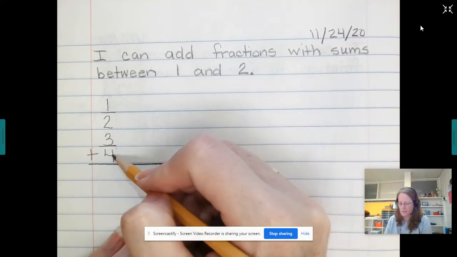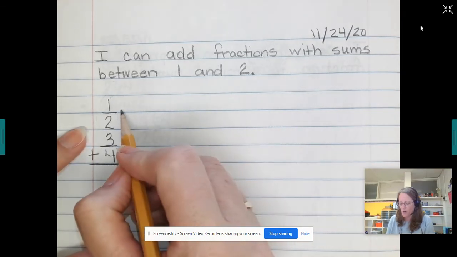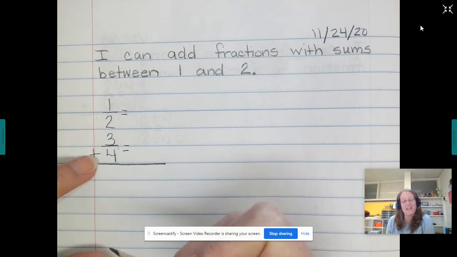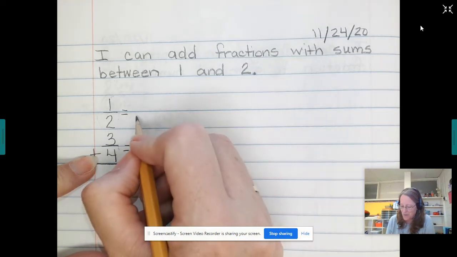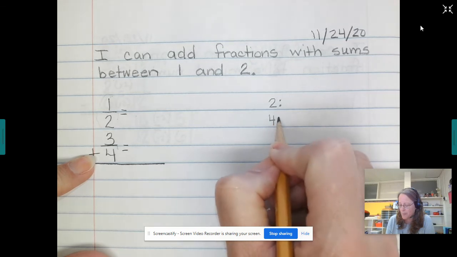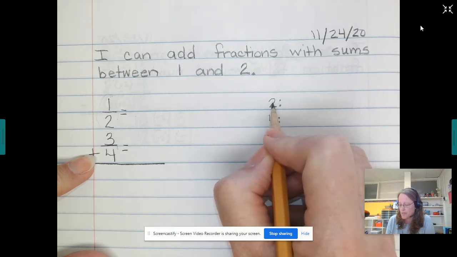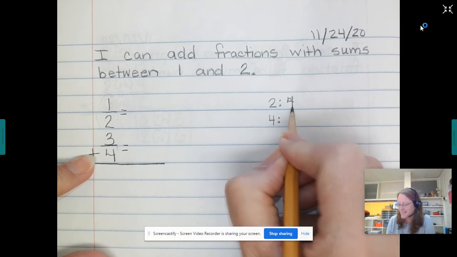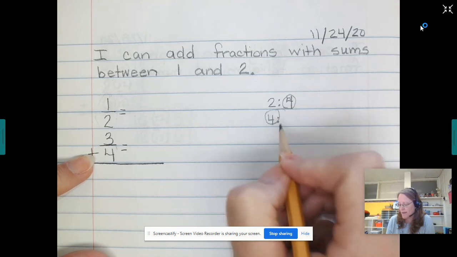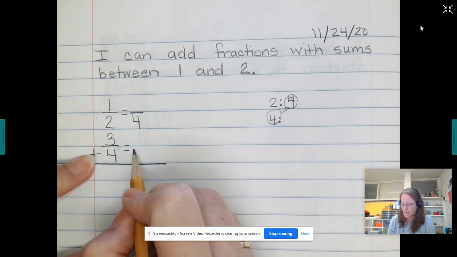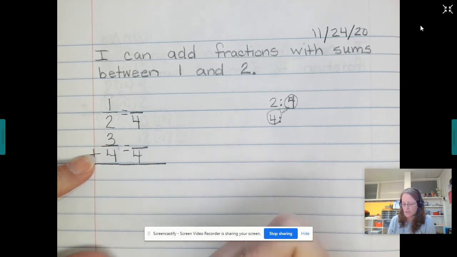I have different denominators, so I bet you already know what our common denominator is going to be for halves and fourths. That's right, it's going to be 4. If you don't know, then come over and write your multiples. 2 times 1 is 2. 2 times 2 is 4. Ding, ding, ding, ding. There's my common denominator. Write those, and then we're going to create equivalent fractions.